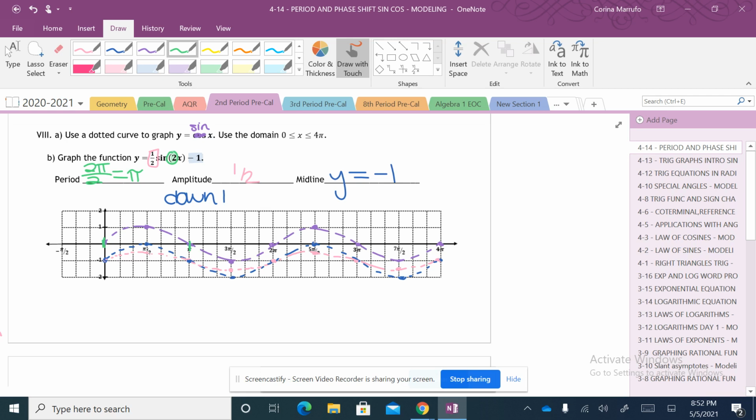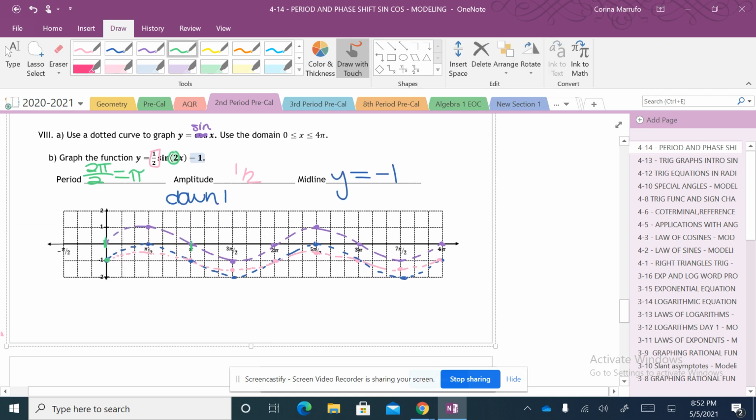So I'm going to take this graph that we made, and I'm going to go ahead and squeeze it in between there and there. Now it's still going to have an amplitude of 1/2. It's still going to be shifted kind of down.